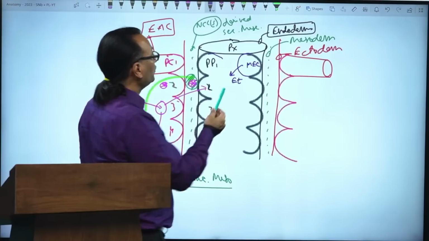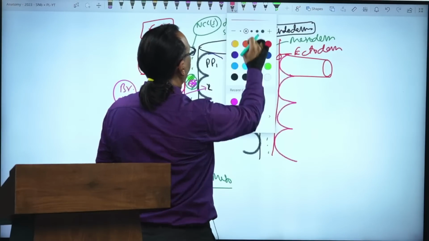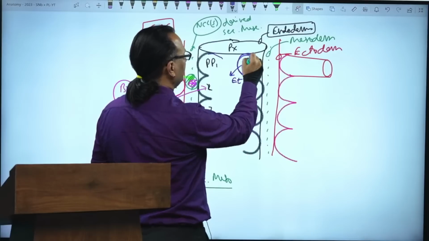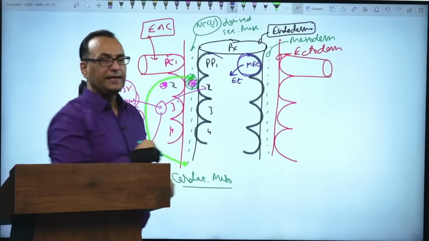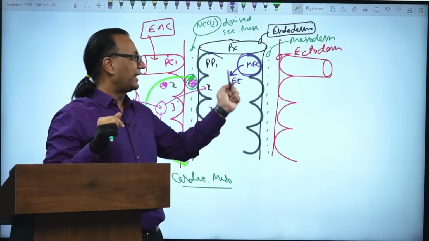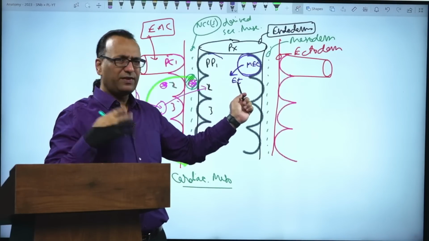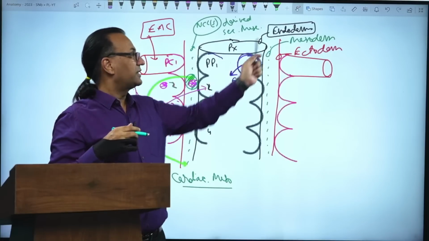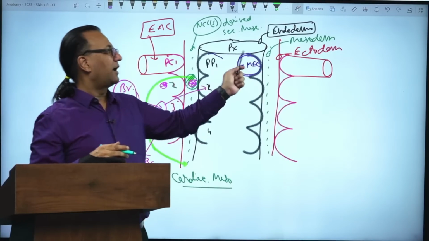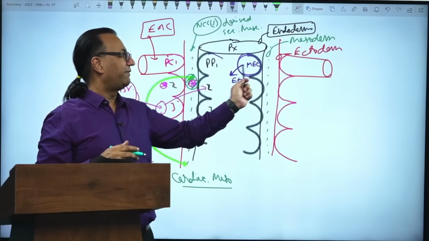So what is pouch number 2 doing? Pouch number 2 will form the middle ear cavity and eustachian tube epithelium. So pharyngeal pouch number 2 will form epithelium of the middle ear cavity and eustachian tube, lined by which germ layer? That is endoderm. So pharyngeal pouch 1 forms the endodermal epithelium of the middle ear cavity and eustachian tube.